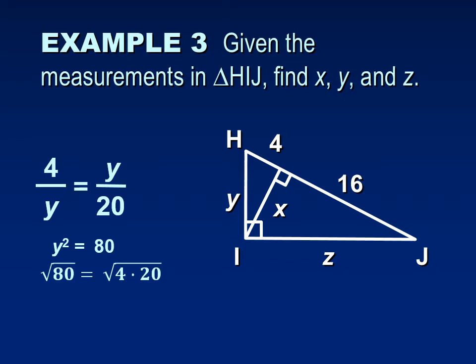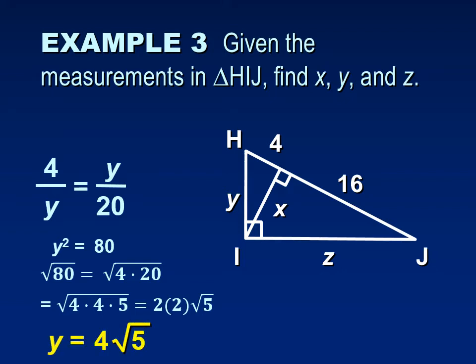The square root of 80 breaks into 4 times 20, and 20 breaks into 4 times 5. So we get the square root of 4 times 4 times 5. Well, the square root of 4 is 2, and the square root of 4 again is 2, and then 5 we can't take the square root of. So we get 2 times 2 times the square root of 5, which is 4 square roots of 5.